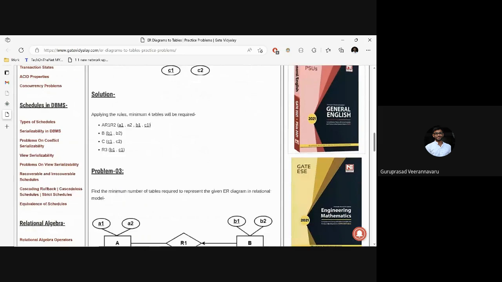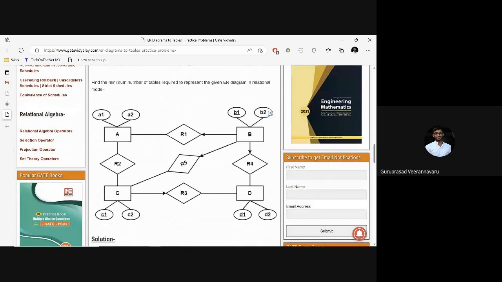Let's look at another example. This is complex. Find the minimum number of tables required to put into the evaluation model. By looking at this, B is a combination of A and C. So B to A is many to one, B to C is many to one.